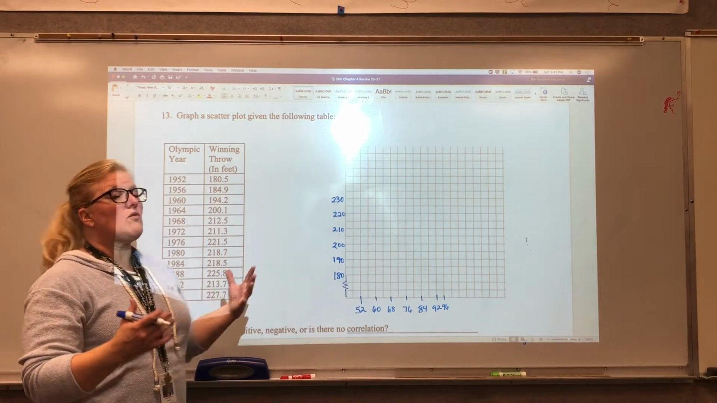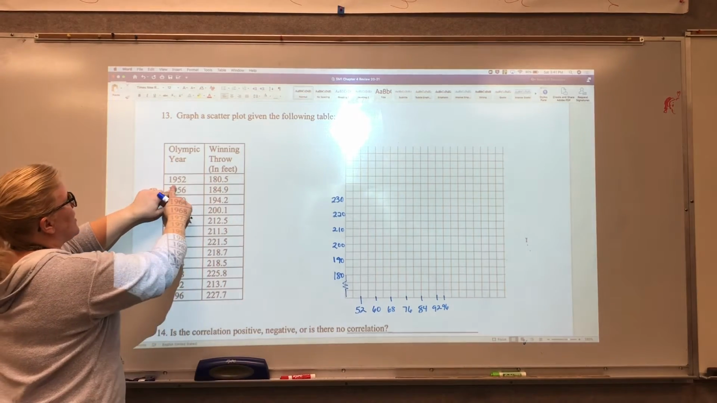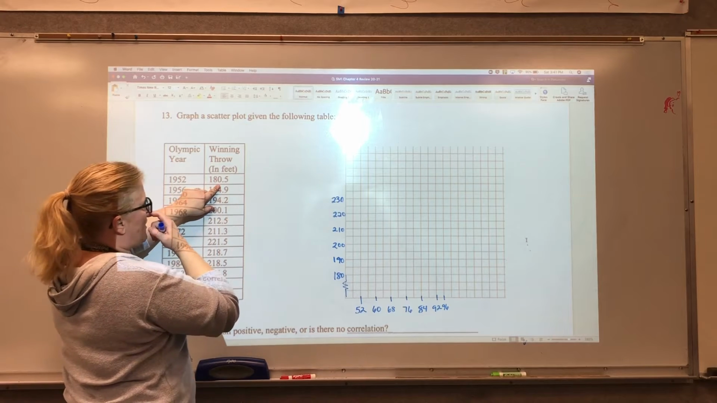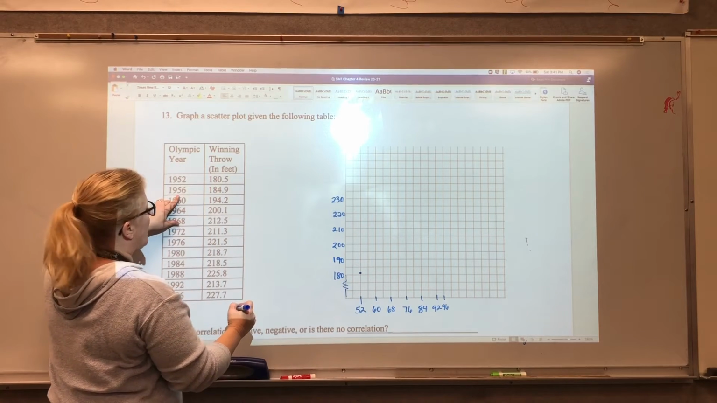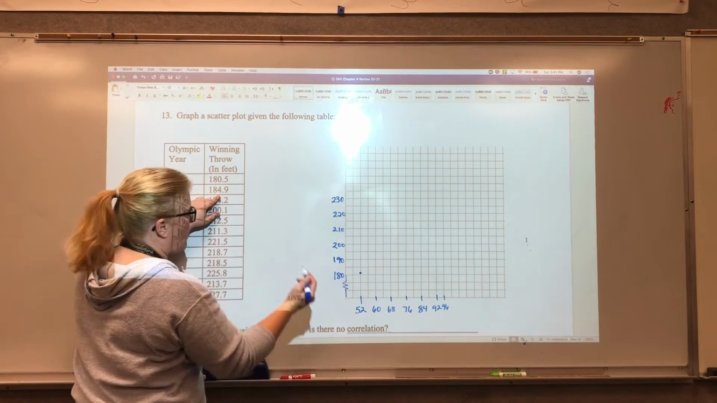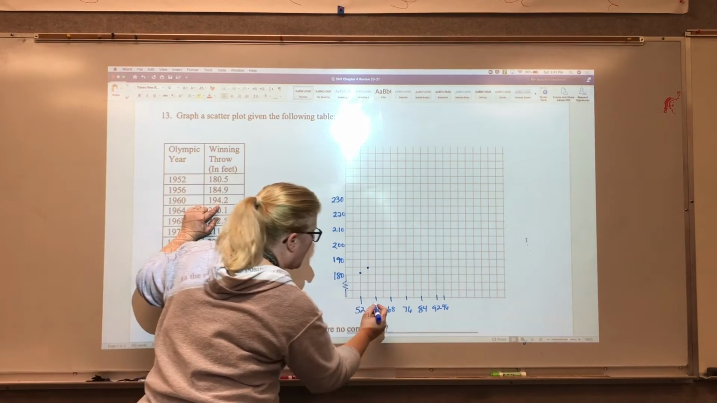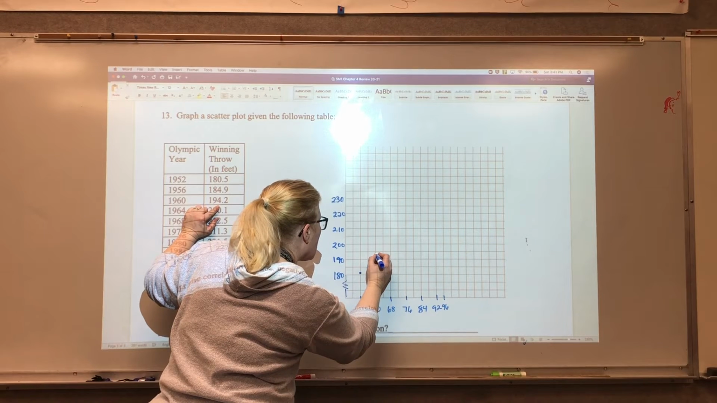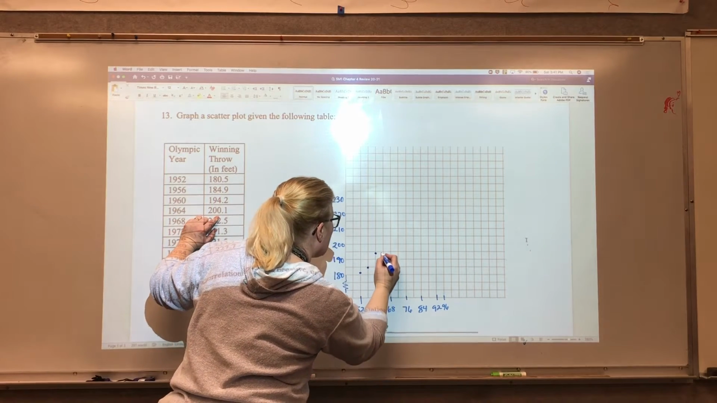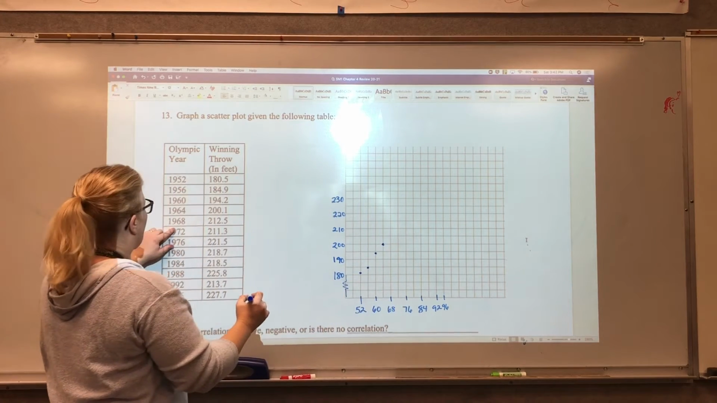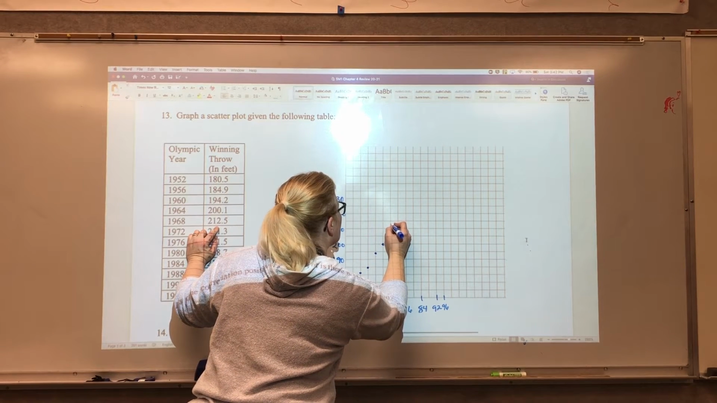Okay, so scatter plot. What we're doing is we are just graphing these coordinates, right? So in the year 1952, we go to 180.5, which is going to be about right there. 1956 is about 185, right there. 1960 is 194.2. 1964 is 200. 1968 is 212 and a half, so about right there.